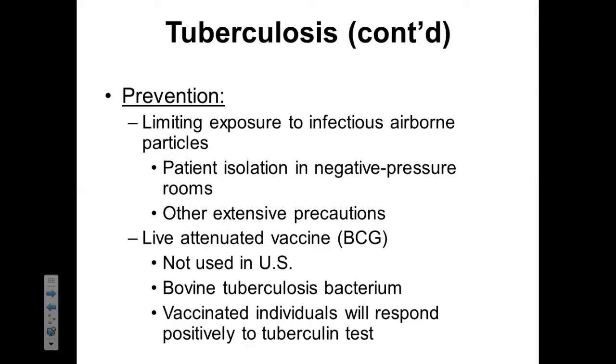There is a live attenuated vaccine for tuberculosis, but it's not currently used in the United States. It's based off of the bovine tuberculosis bacterium. Individuals that have been vaccinated with this bovine tuberculosis bacterium are going to give a false positive to the tuberculin tests and will require that follow-up chest x-ray.